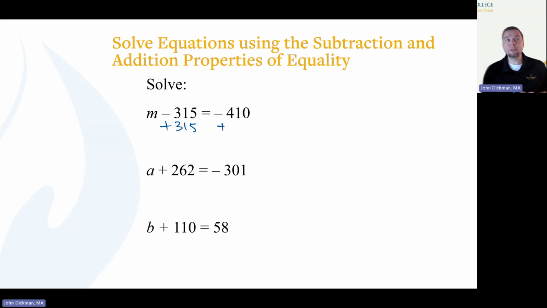Now m minus 315 plus 315 is just m. And then negative 410 plus 315 is going to give us negative 95. You might have noticed I've got a calculator here that I'm using. I suggest you do the same.